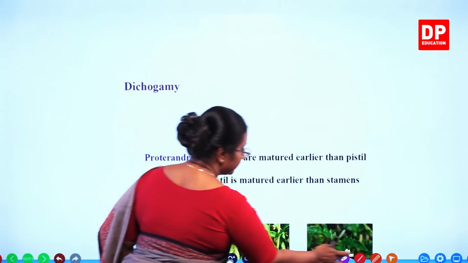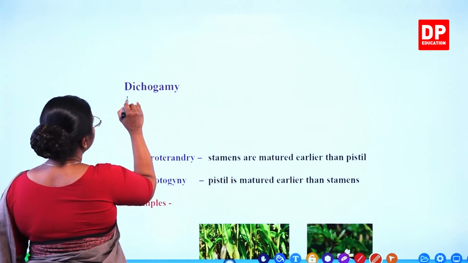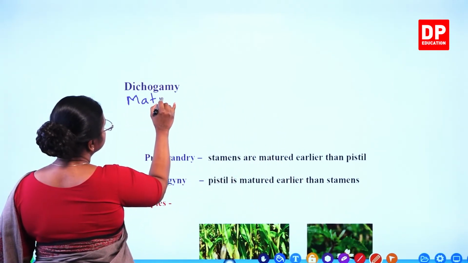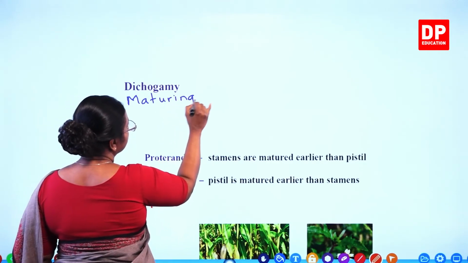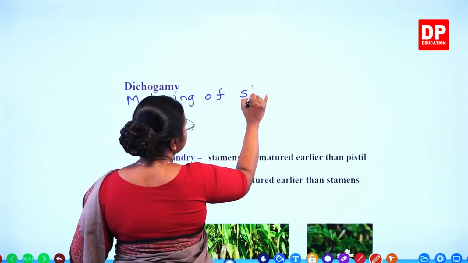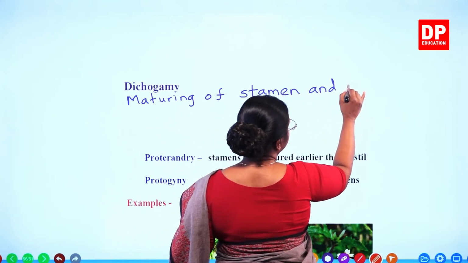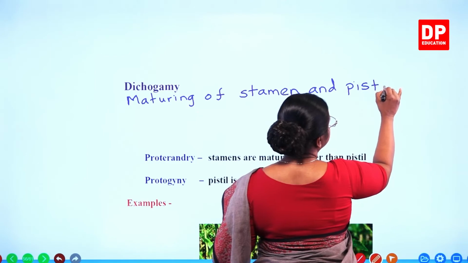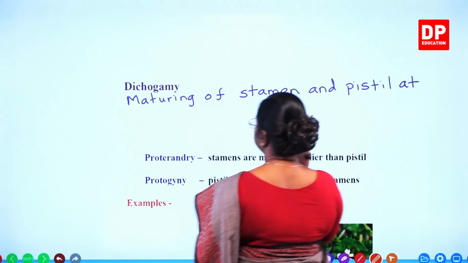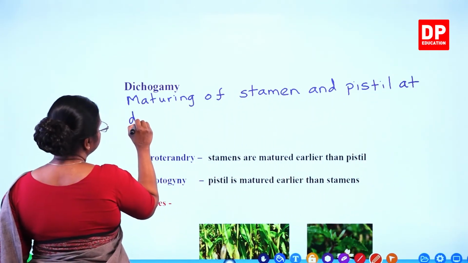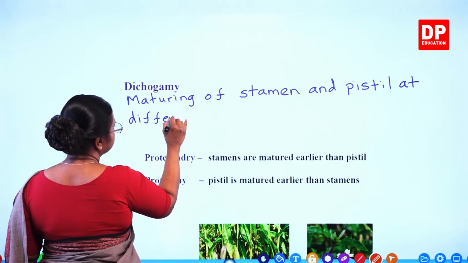So here we can say maturing of stamen and pistil at different time periods.